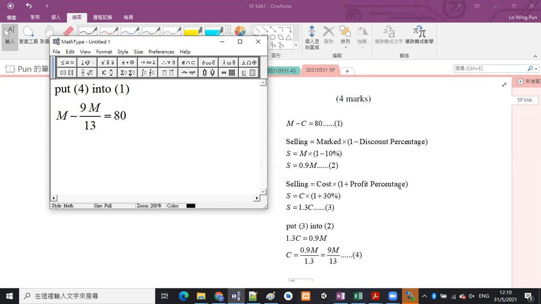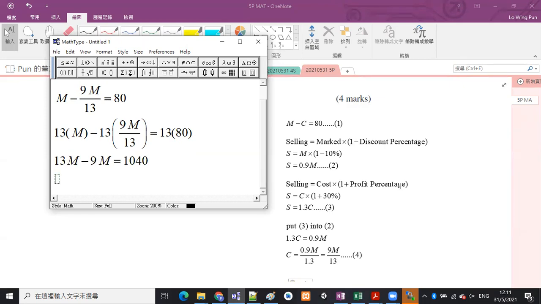And we have fraction. So we just multiply every term by the denominator of that fraction. So that is 13. 13 times M minus 13 times 9M over 13 is equal to 13 times 80. For the first term, we have 13M, and then minus the second term, our 13s will be cancelled by each other. So what is remaining is 9M. The right-hand side is a pure number, so you may use the calculator to help you. So what is 80 times 13? It's 1040.